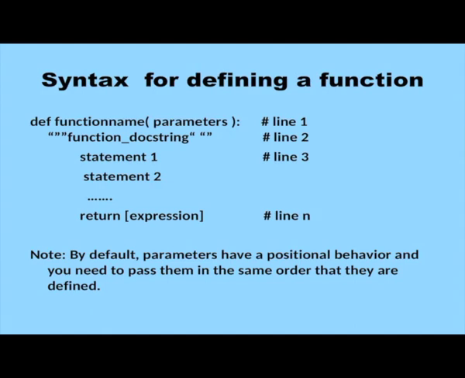Line 1 in the syntax gives the name of the function followed by optional parameters and finally a colon. The colon indicates the beginning of the function block. Line 2 is the docstring which says the purpose of the function; it is optional. Line 3 and further lines are the statements that fulfill the purpose of the function. The last line in the function is the return statement. It is used to return a value from a function. A return statement without an expression returns None.